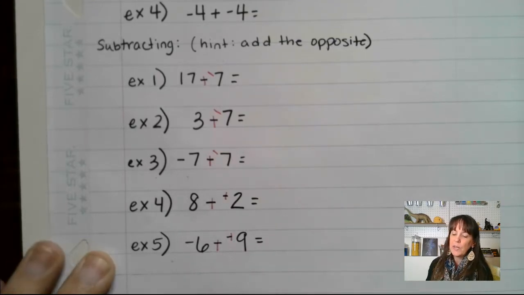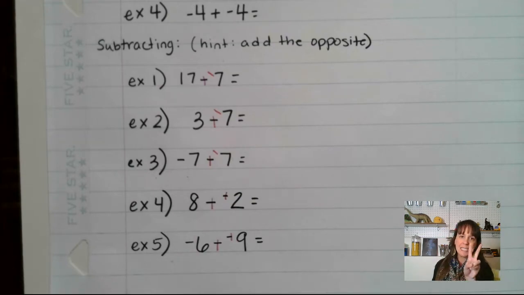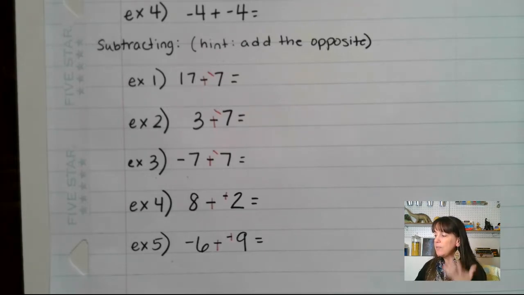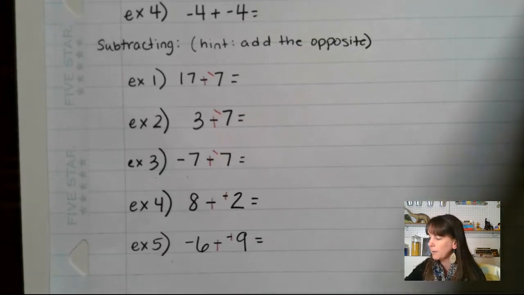You'll notice when we add the opposite, we're drawing exactly 2 lines. We're drawing 2 lines and exactly 2 lines. No more, no less. So make sure that when you're adding the opposite, you're very careful about that. But what happens now is we've now turned those into addition problems, and we've already learned how to do addition. So let's talk about that.